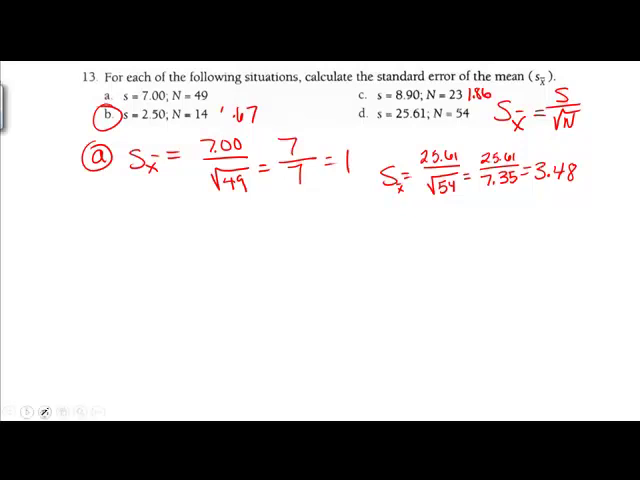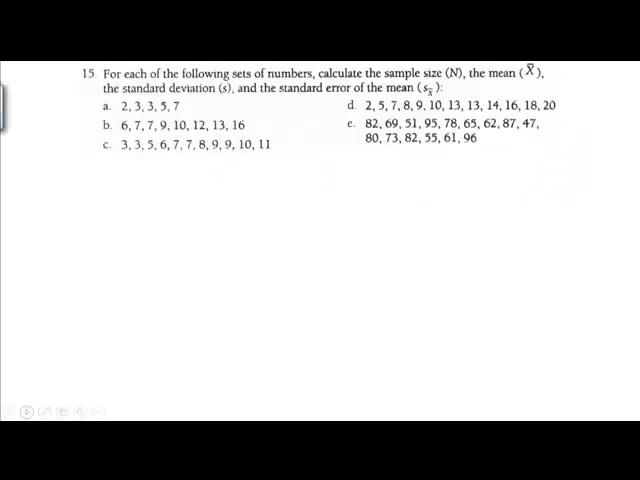So that's 13.15. For each of the following sets of numbers, calculate the sample size, the mean, the standard deviation, and the standard error of the mean. Okay, this is easy. This is old school. We can do this. So this is giving us a set of data, and to calculate the sample size is really simple. We just have to see how many numbers are in our data set.